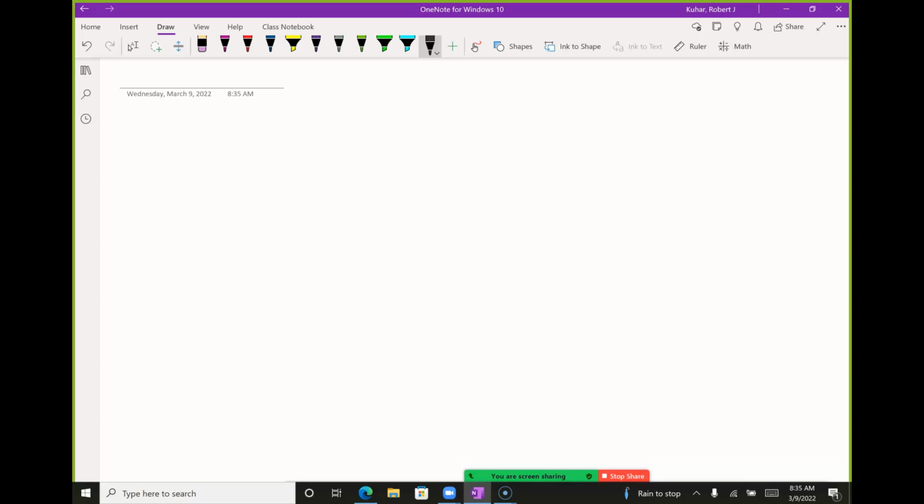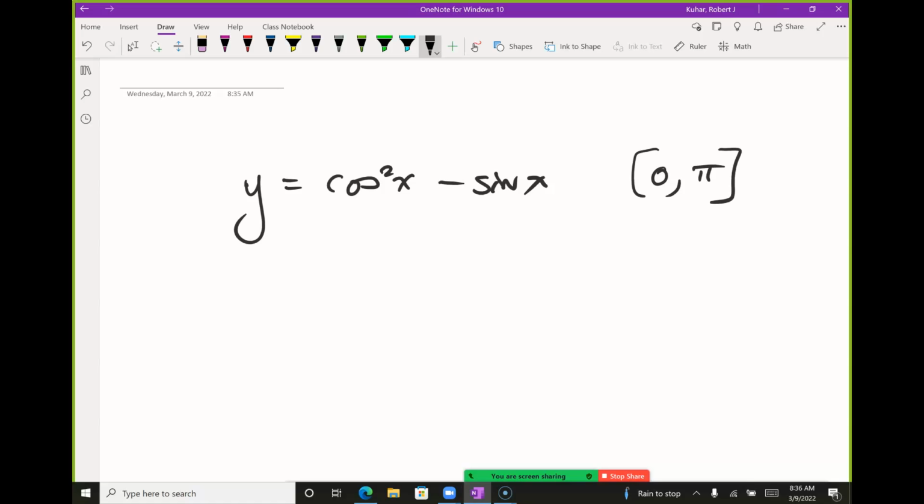The derivative part was fine. It was the critical value section. Yes, good. So I've got y equals cos squared of x minus sine of x. Nice to get a picture of this, okay? And I'm interested in 0 to pi. So it's really nice to get a picture of this. Let me do it on my calculator because that's what you'll have on your test.